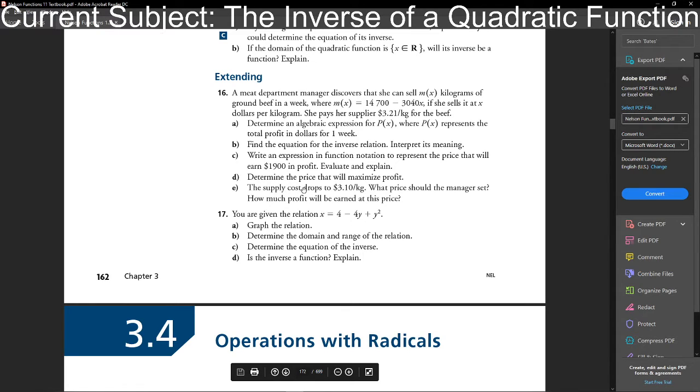The supply cost drops to 310. What price should the manager set? How much profit will be earned at this price?